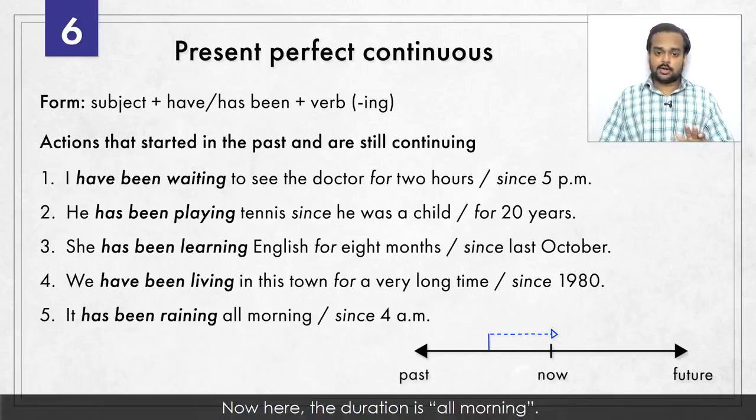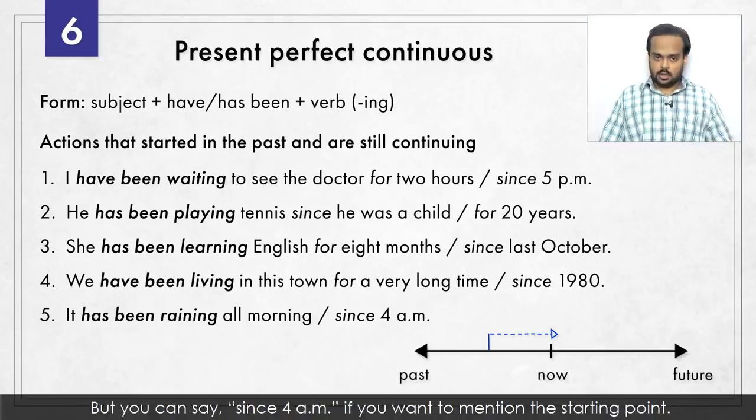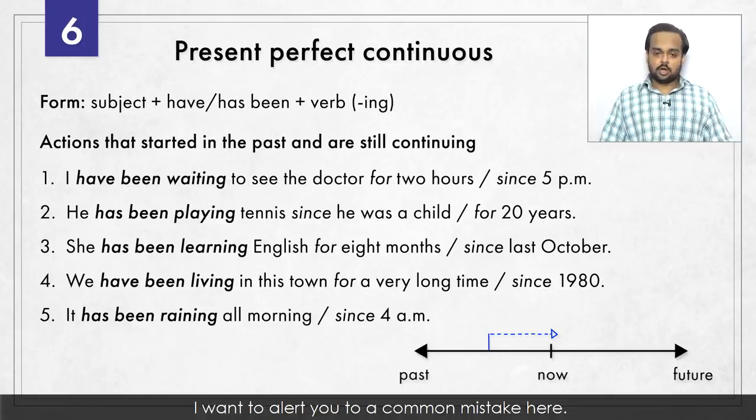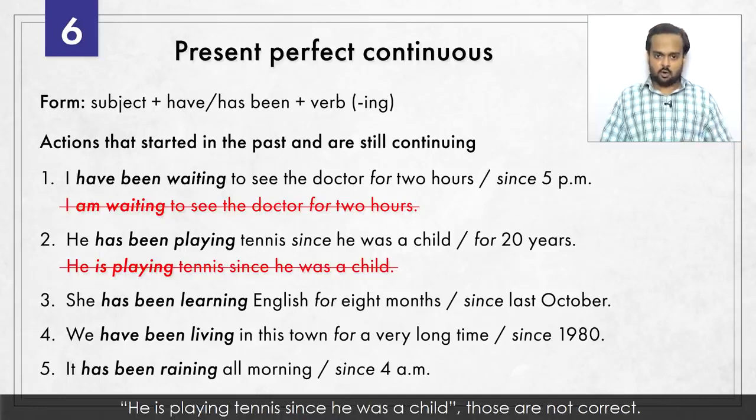Now here, the duration is all morning. In fixed phrases like all morning, all day, all week, etc., we don't use for. But you can say since 4 a.m. if you want to mention the starting point. I want to alert you to a common mistake here. If you say, I am waiting to see the doctor for 2 hours, or he is playing tennis since he was a child, those are not correct.